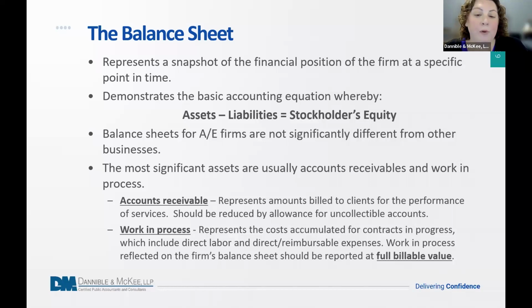Work in process. So this represents costs that you're accumulating on contracts in progress. This is direct labor. This is direct expenses, reimbursable expenses. Work in progress is reflected on your balance sheet and should be reported at your fully billable value. So with work in process, this is something you should also be looking at on a monthly basis with your whole project team, determining what's good WIP and what's bad WIP, what can be billed, what's not going to be billed, what needs to be written off, what should be allowed for as a potential unbillable work in process. So those are all things to be thinking about in your balance sheet.